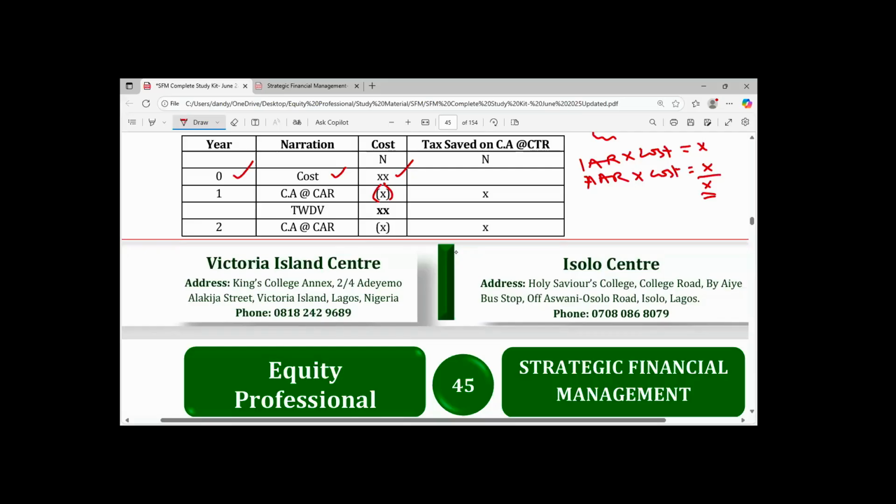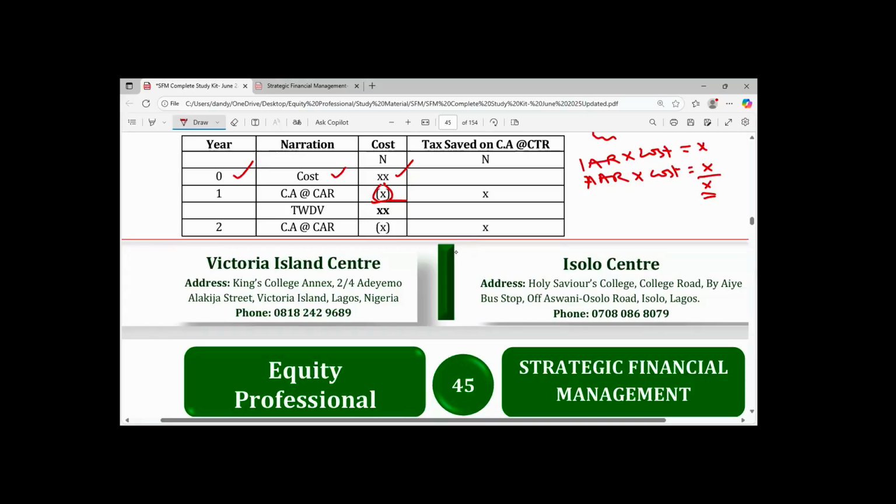You are claiming initial allowance, you're also claiming annual allowance. Then you find the difference between capital allowance in year one and the cost of the asset. So the difference will give you the tax written down value at the end of year one. You then move to the following year, which is year two.